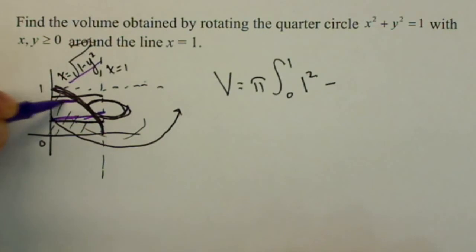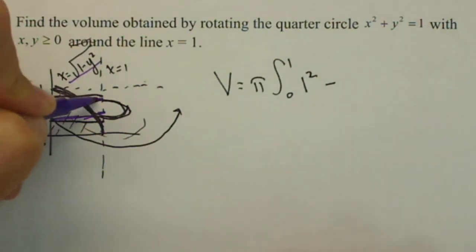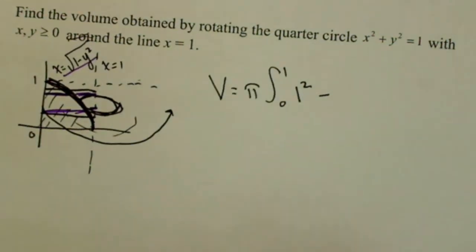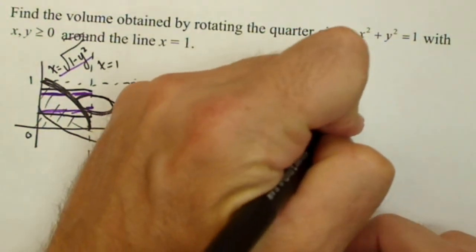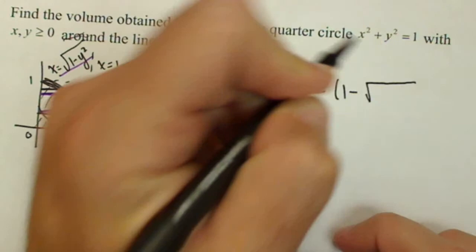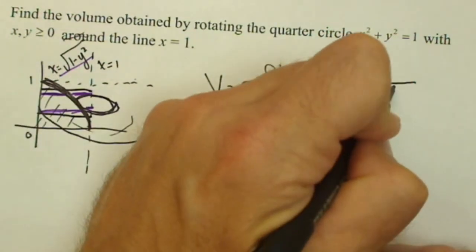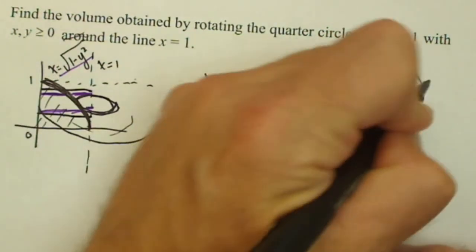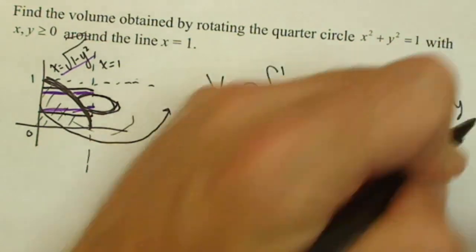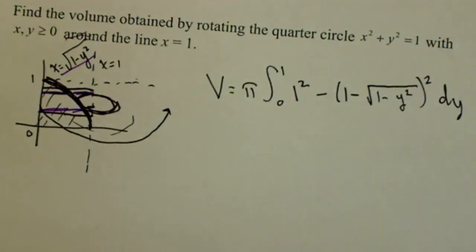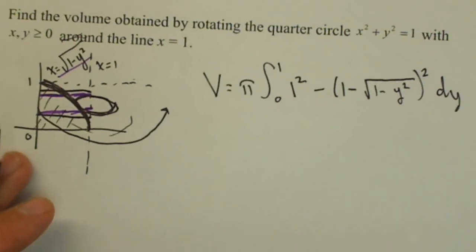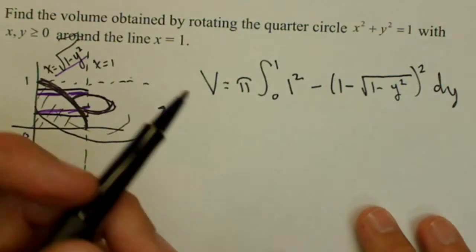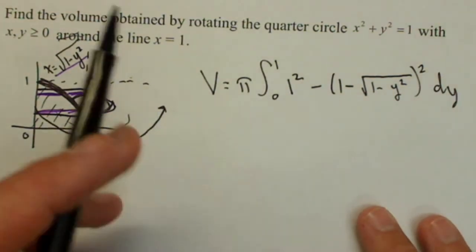So here's what the function will give us. We want 1 minus that. So let's see how this goes. So 1 minus square root of 1 minus y squared, squared, dy. So there is our definite integral. Now let's look into calculating this and see what we get.